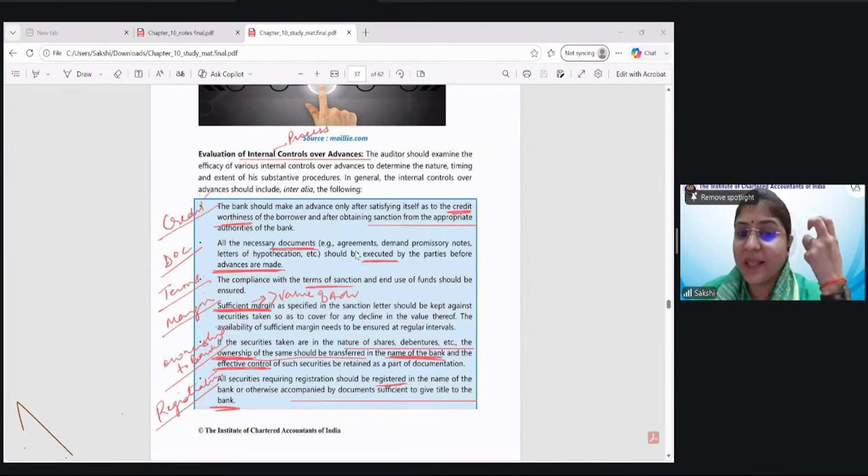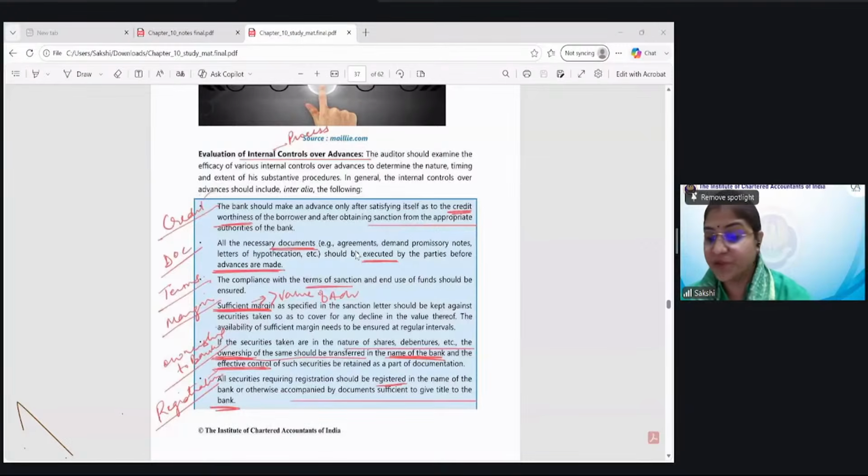Next, all necessary documents, for example, agreement, demand promissory note, letter of hypothecation, all these things have to be checked before making the advances, isn't it? Because these documents you have to satisfy yourself about before the advance is made. Once the money has moved, then if you look at the documents, no use. Okay, all right.